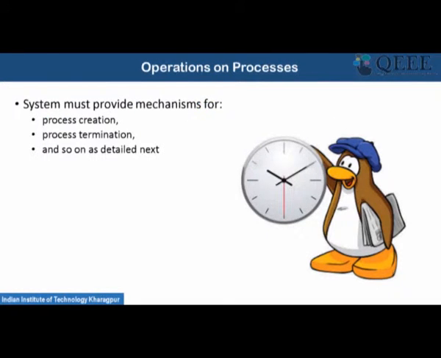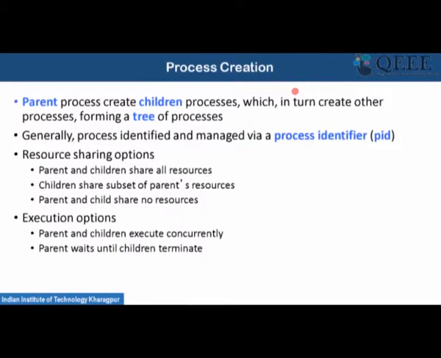So if we look into the basic operations on a process, the operating system must provide the mechanism for creation of a new process, termination of a process, and many other functionalities which we will talk about one after another. Coming to process creation, it works in a hierarchical fashion. Initially there is a parent process, and that parent process can create multiple child processes. Those child processes can further create other child processes. So it basically creates a kind of tree of processes.